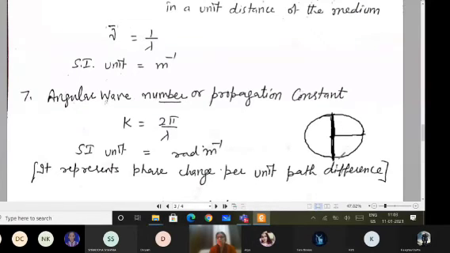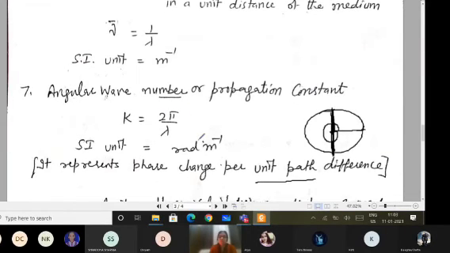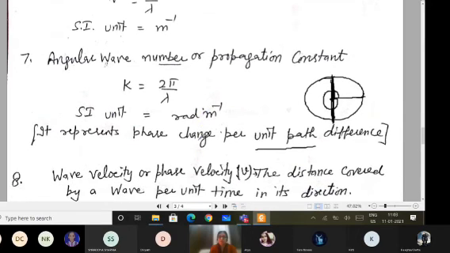So the time is the time period capital T, and the distance traveled is lambda. And what is the phase difference? That is 2 pi. So it is simply representing the phase change with the path difference. The path difference, the distance traveled, is lambda, and the phase is 2 pi. So the unit is radian per meter. This propagation constant K, we will be talking about a number of times, and we have even discussed it in the previous lesson.